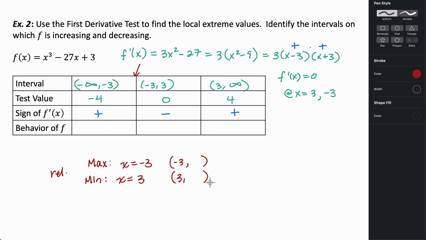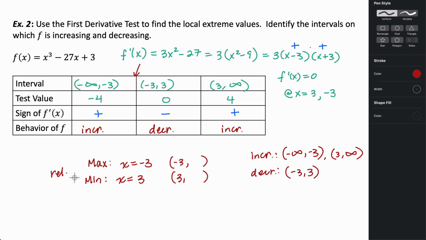Where is my function increasing and decreasing? Well, remember, when the derivative is positive, that tells me my function increases. Where it's negative, that tells me it decreases. So again, remember we need to summarize this. It's increasing on the interval from -infinity to -3, and then also on the interval from 3 to infinity. And it decreases on the interval from -3 to 3. All right.